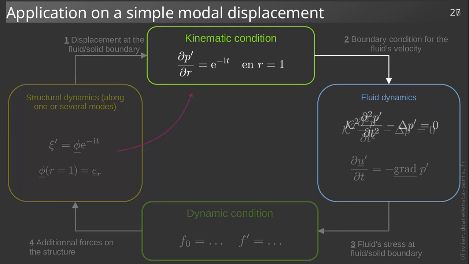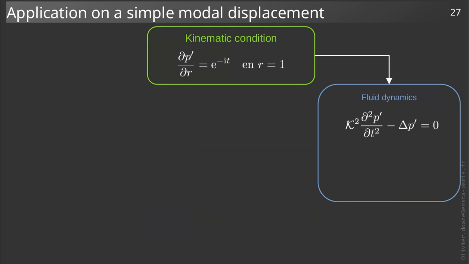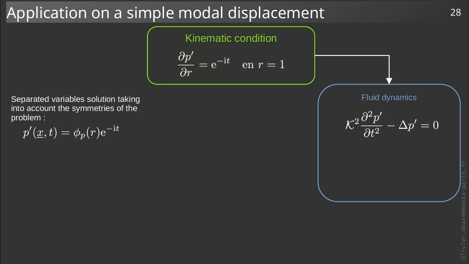Let us now solve this problem. We will look for a solution with separate variables which takes into account the symmetries and parameters of the problem, that is a product of a function of r and a function of time equal to e to the minus it. The wave equation in a fluid is transformed into an equation which only deals with phi p. This is the Helmholtz equation.